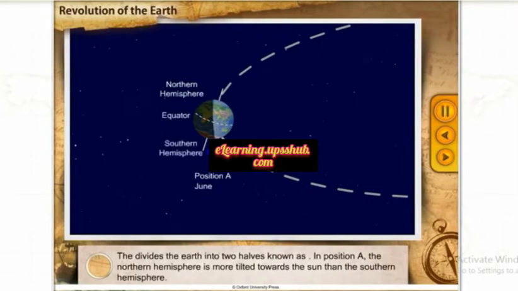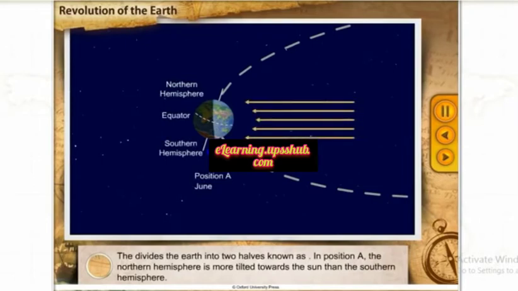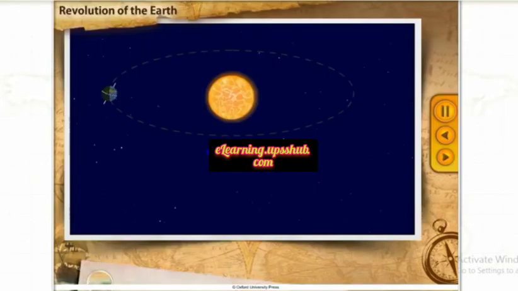What divides the earth into two halves? The equator divides the earth into two halves, and the two halves are called the northern and the southern hemisphere. Please, students, I want you to know that there's something called an equator. That's what divides the earth into two halves. The southern hemisphere is below, while the northern hemisphere is on top, above, and you can see the equator at the middle. That line divides the earth into two halves.